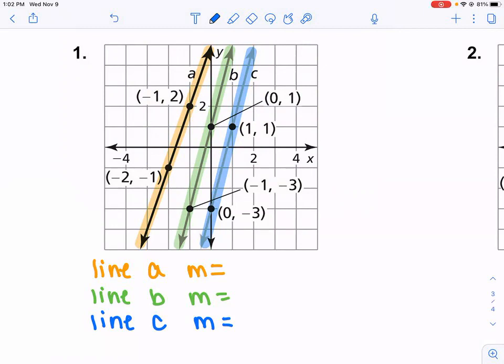Okay. Nirvan, what's the slope of A? 3. Nirvan said 3. Do you agree with that? He seems a little unsure. Okay. Colin. Okay, line B has a slope of 4. Do you agree with that?